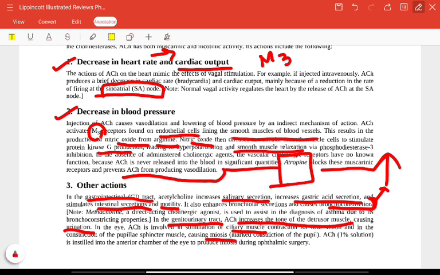So we have seen decrease in BP, increased secretions, increased urination, and pupil constriction for acetylcholine.